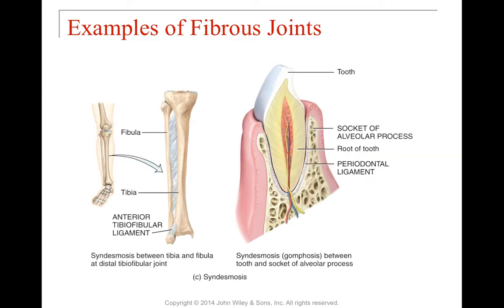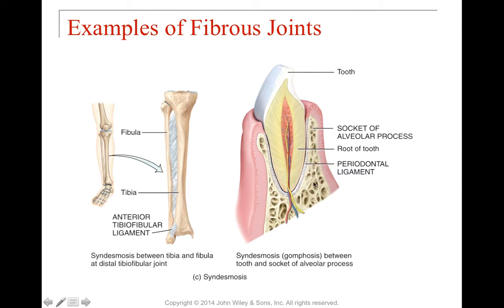Another example of fibrous joints is going to be here between the fibula and the tibia. Here we have some interosseous membrane. So it's called syndesmosis between the tibia and the fibula, and that's at the distal tibiofibular joint. So you might not think of this as a joint, but there is a joint between the tibia and the fibula. Another example would be the gomphosis, which is another example of a syndesmosis. And that's here between the tooth and the socket of the alveolar processes.